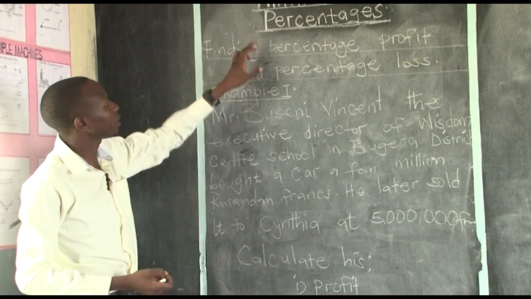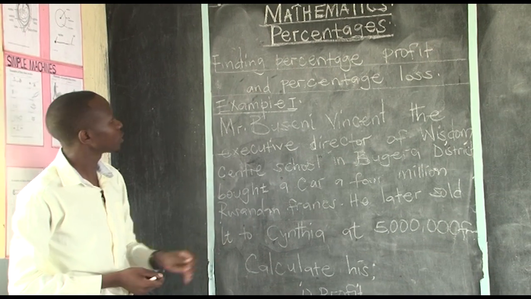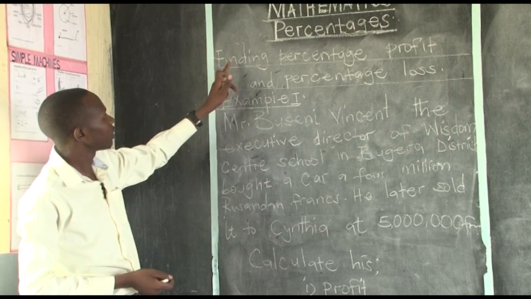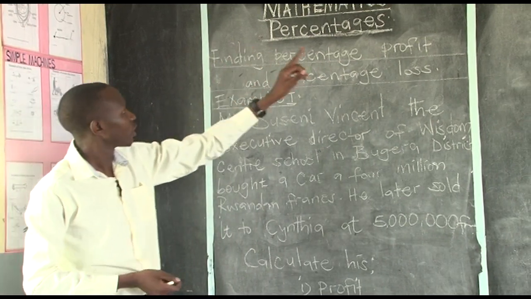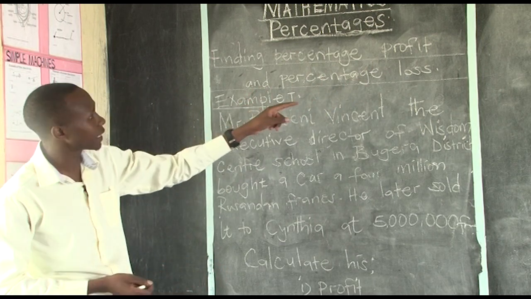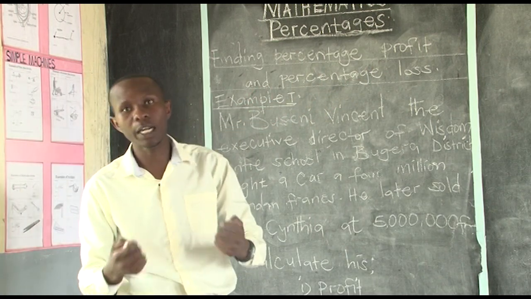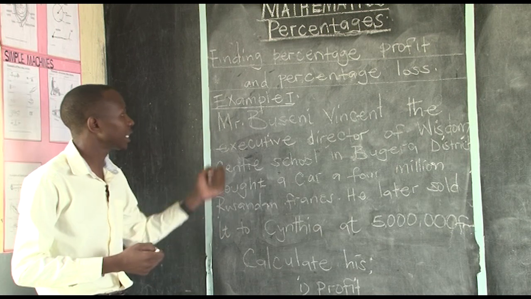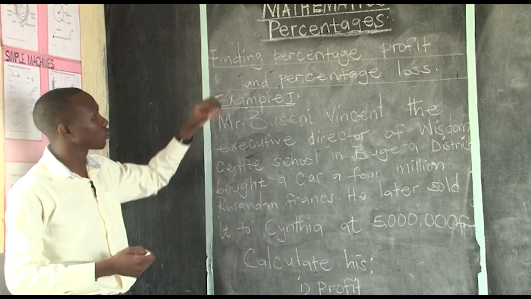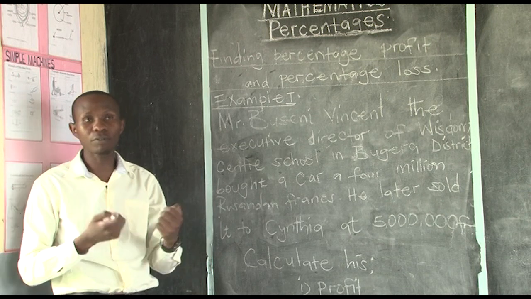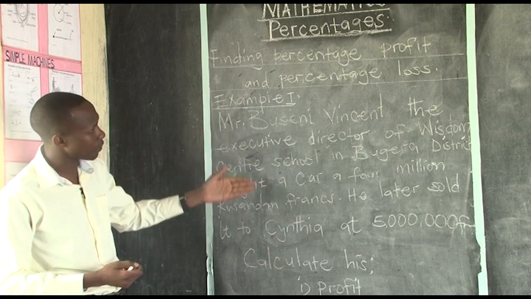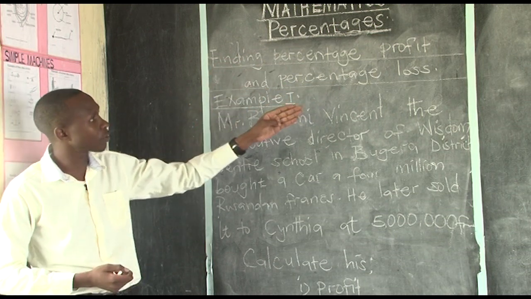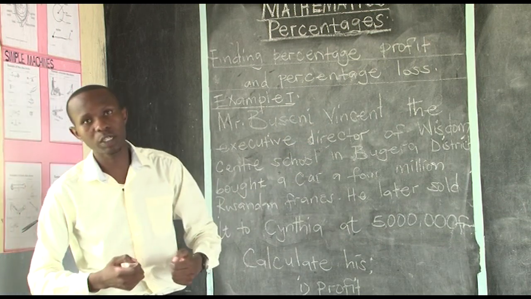Still, we are continuing with percentages, that is unit 6, and under percentages, I would like to go with a subtopic which says finding percentages, percentage profit, and percentage loss. I want us to see how we can find the percentage loss and the percentage profits. For those who have been following us, they know where we ended, so I want us to continue. For those who are tuning in right now, I want us to look at this: how can we find percentage profit, and at the same time, how can we find the percentage loss? That's what I'm looking at.